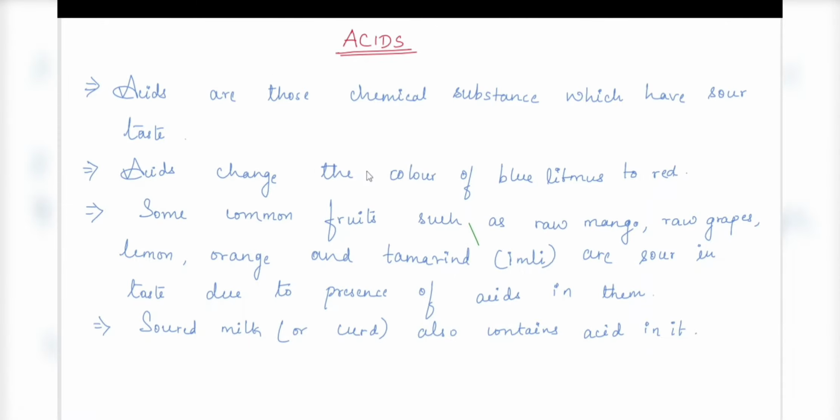So this is chapter number 2, acids, bases and salts. Last class we had seen about the indicators. Now we'll see what an acid is. Acids are those chemical substances which have a sour taste.